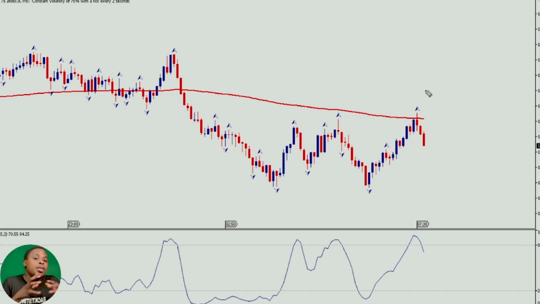So now let me explain the strategy, how it works. Let me show you how you enter and exit your trades. I'm going to show you a few examples, and then we're going to test this strategy 100 times, and I will show you the results, how it performs.